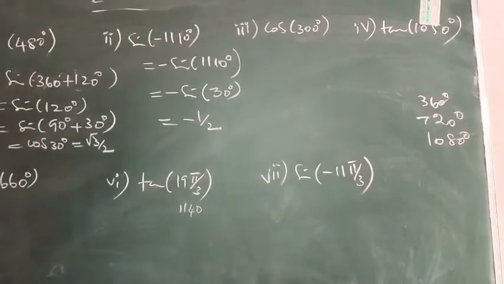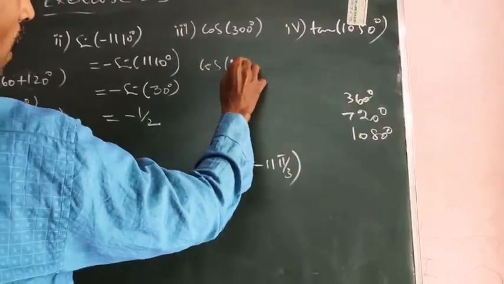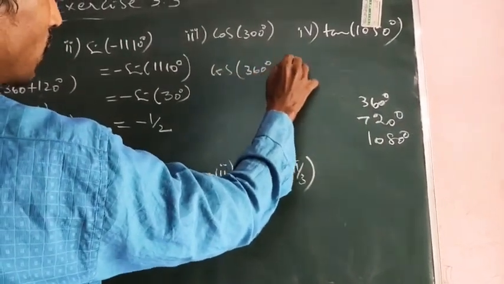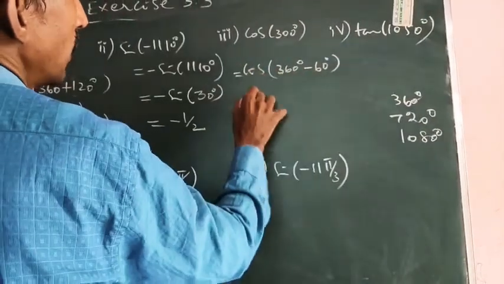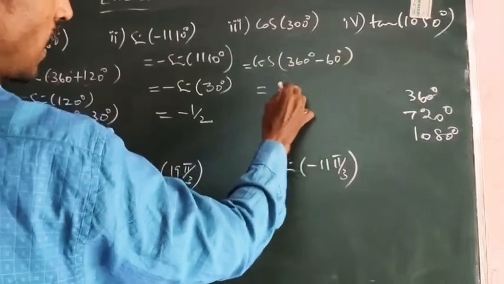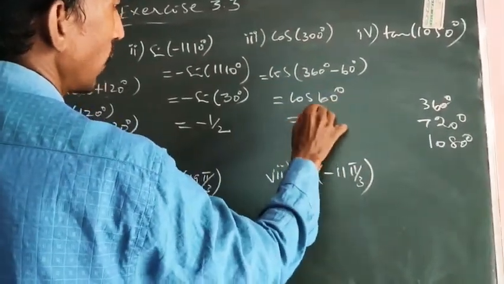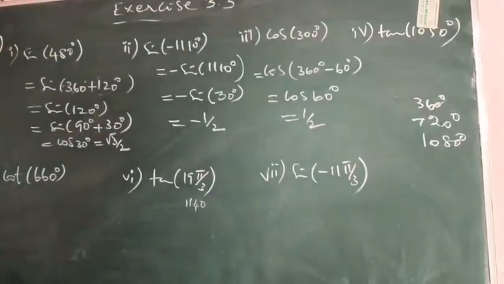And the next one, cos 300, can be written as cos of 360 minus 60. It is the fourth quadrant, where cos is positive, and cos of 360 minus theta is cos theta. So cos 60, we are getting 1 by 2.